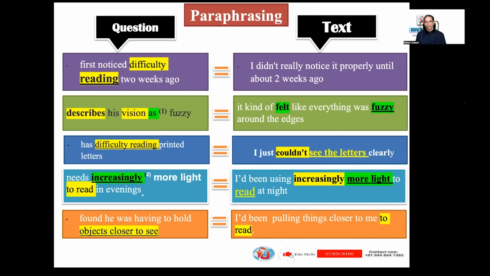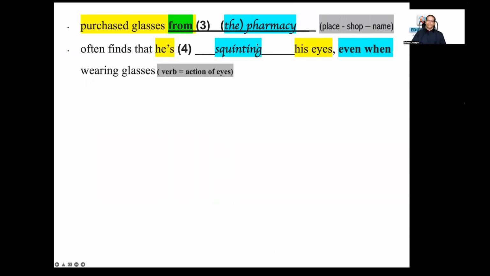Found he was having to hold objects closer to see. The reported speech is being used in all the question statements. Okay, whereas here it is first person being used. This is what you have to understand. And as you just scan the questions for the first 30 seconds, this difference you have to make out. So when you listen, it will be very easy for you to grasp the answers.